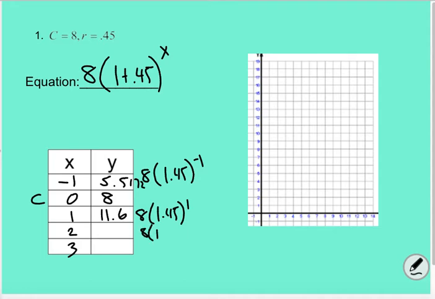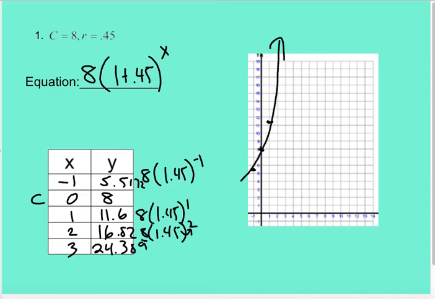Make sure you're following order of operations correctly, because you've got to raise 1.45 to the second power first and then multiply it by 8. So for 2, that's going to be 16.82, and for 3, that's going to be 24.389. So now graphing, just get an idea. It doesn't have to be a perfect match. So at -1, you're going to be at 5.5-ish. 0, you're going to be at 8. 1, you're going to be at 11.6. So it's going to look something like this.